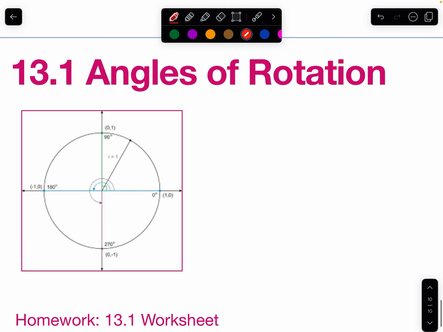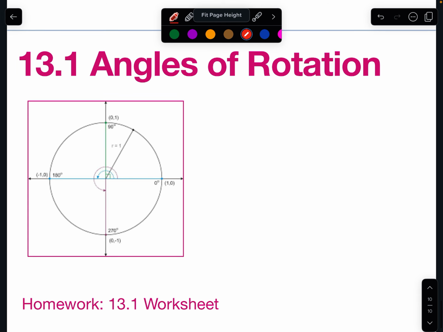So today, big ideas. We talked about angles of rotation. We sketched in some using some benchmarks. We talked about coterminal angles, and finally, this new unit of measure called radians. We converted from radians to degrees and actually sketched a few angles of rotation given in radians as well.